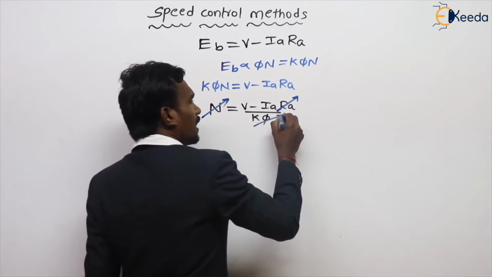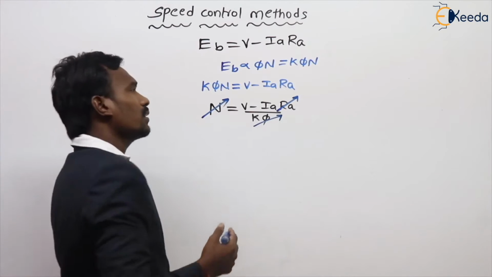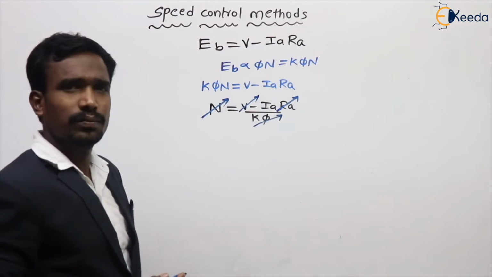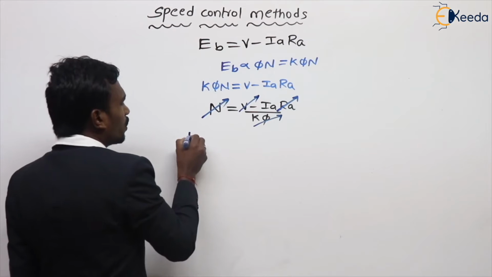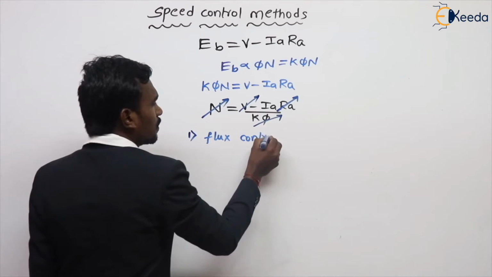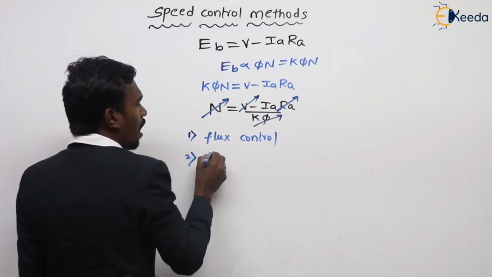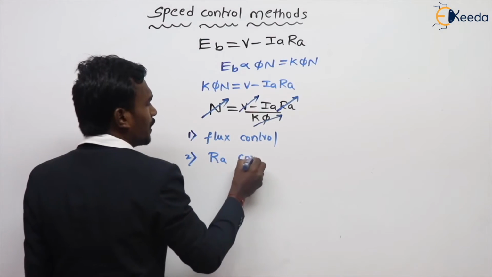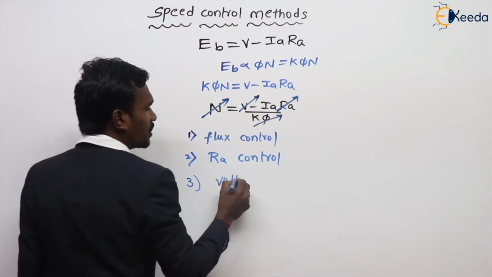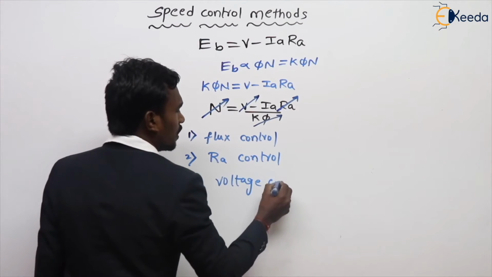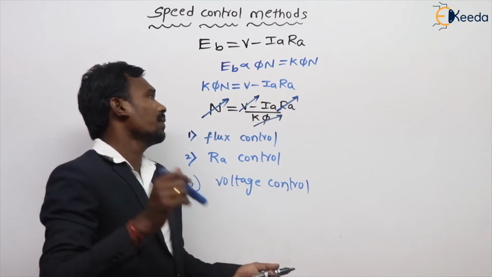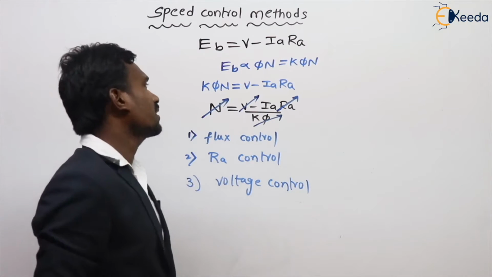Either by changing the flux, we can change the speed. Either by changing the voltage also, we can change the speed. Hence, the speed control methods are: one is the flux control method, next one armature resistance control method, and next one voltage control method. These are the speed control methods of DC machine. Let's see each and every one.